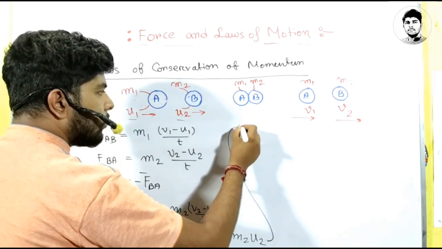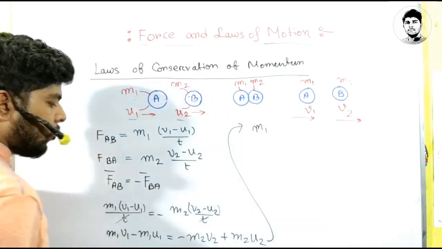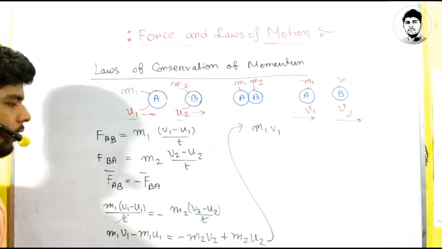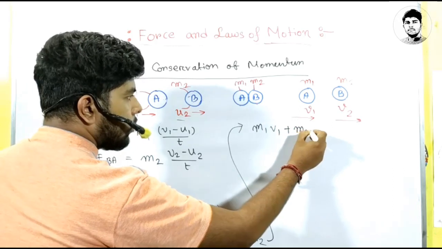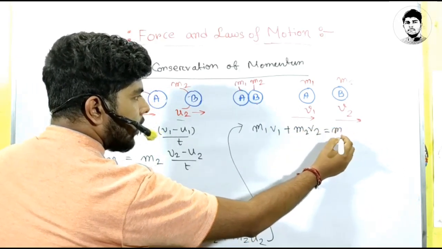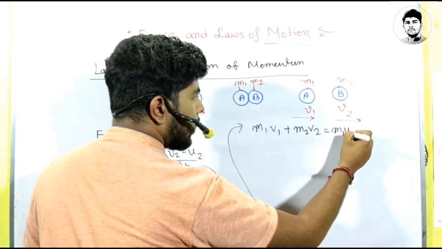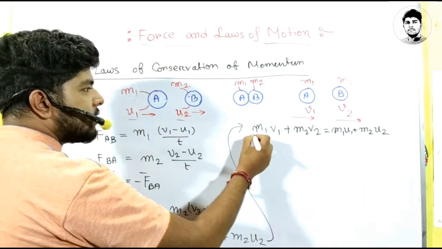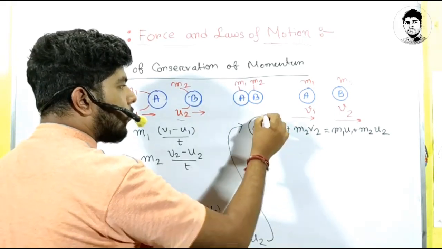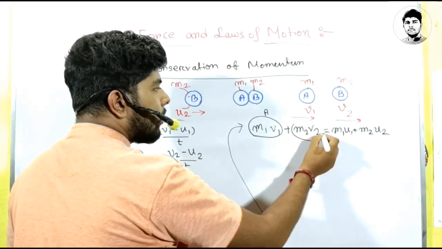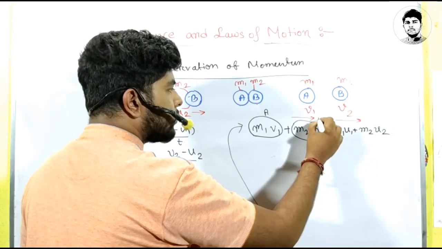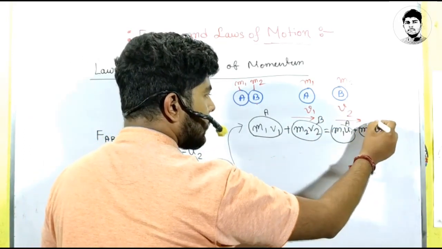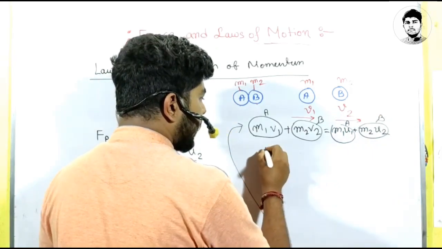So from this equation we can write m1 v1 plus m2 v2 equals m1 u1 plus m2 u2. So this is the final momentum of object A, this is the final momentum of object B, this is the initial momentum of object A, and this is the initial momentum of object B. So we can write it like this.